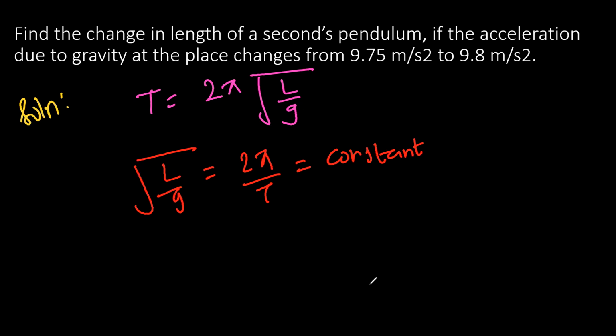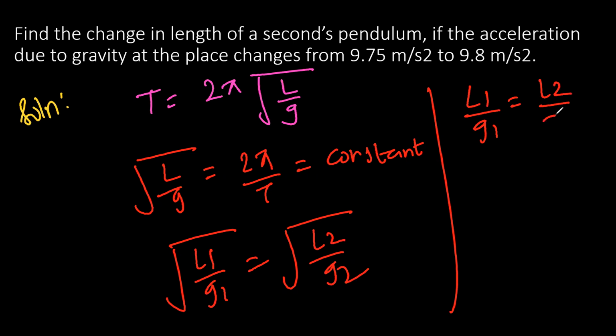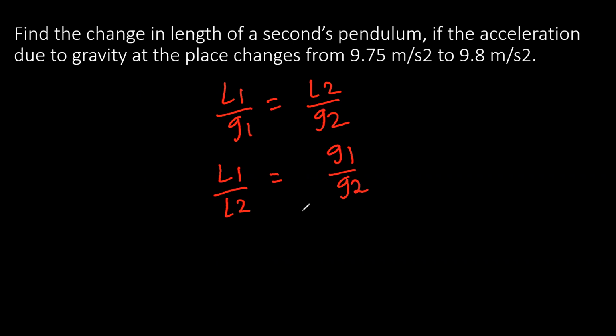So we can compare both the things. Square root of L1 by G1 is equal to square root of L2 by G2. That means L1 by G1 and L2 by G2 are the same. So L1 by G1 is equal to L2 by G2. So what is L1 upon L2? It is G1 upon G2, which is 9.75 divided by 9.8.